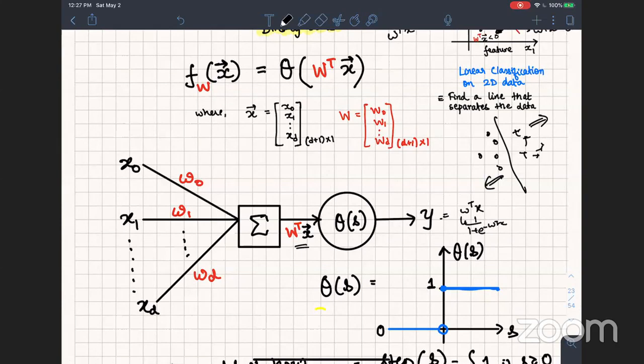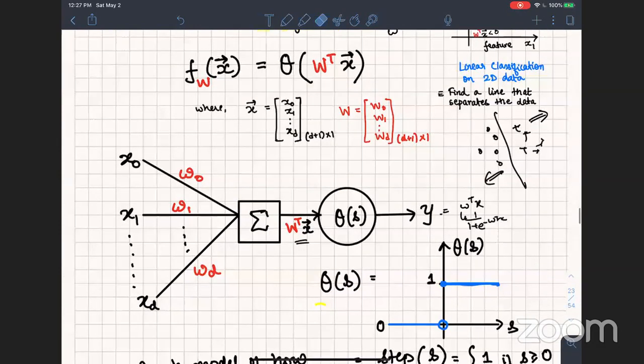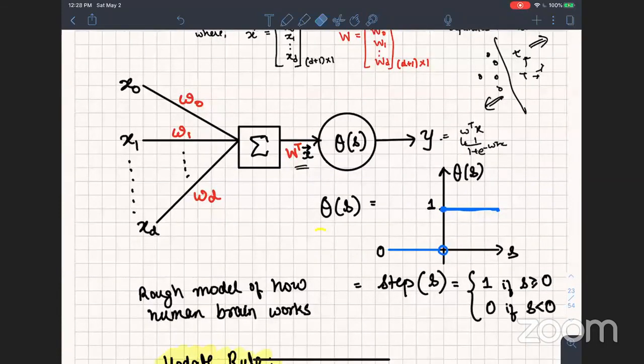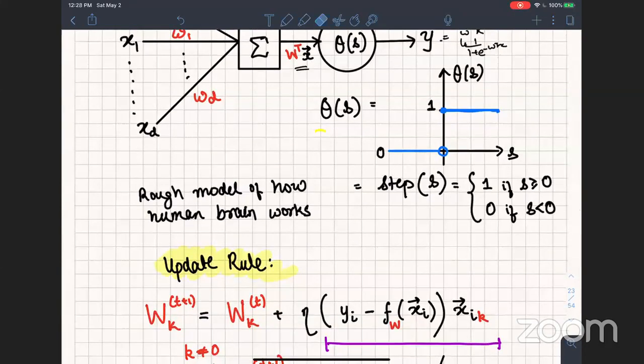If the value of W transpose X is zero or positive, let's say we are assigning it to the positive class, right? I'm just giving you a definition of what the step function is in this case. So the step function is defined as: if S is greater than or equal to zero, it's one. If it is less than zero, it is zero, right? So, as I told you, it's inspired from how the human brain works.